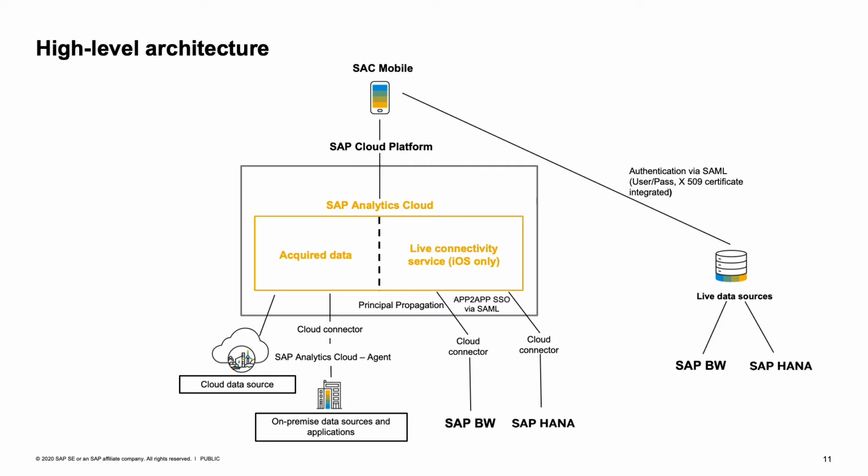In the case of Android, the problem does not exist in sharing the logon from SAC to the underlying data source. Once you have the X509 certificate on the device and you've set up single sign-on for SAC, you could use the same to connect to the underlying data source. As I said, we support both acquired connection and live. In the case of acquired, of course, this is not needed because the data is already in SAC.